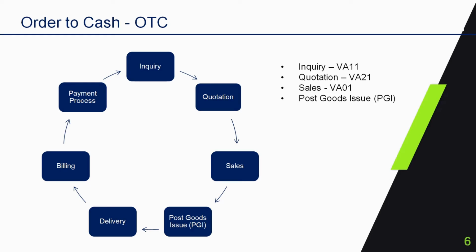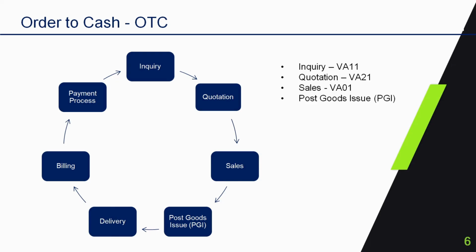Post goods issue is the step where goods are picked up by the warehouse, packed and shipped to the customer at the shipping address given in the sales order. We have accounting entries as inventory is credited against the cost of goods sold debited. General ledger accounts associated with the cost of goods sold and inventory are affected respectively.